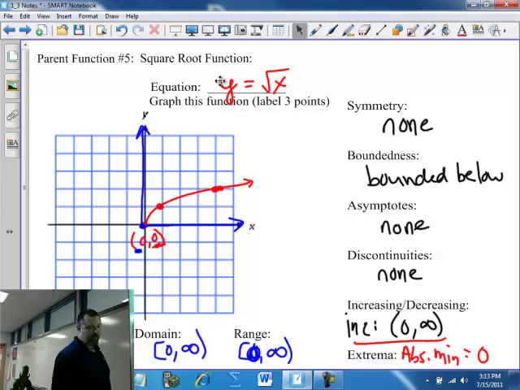Should probably orient the board before I continue. Okay, but there's our domain and range for the square root function.